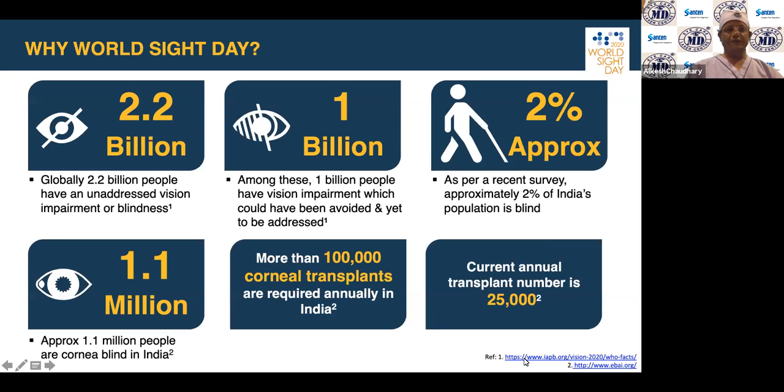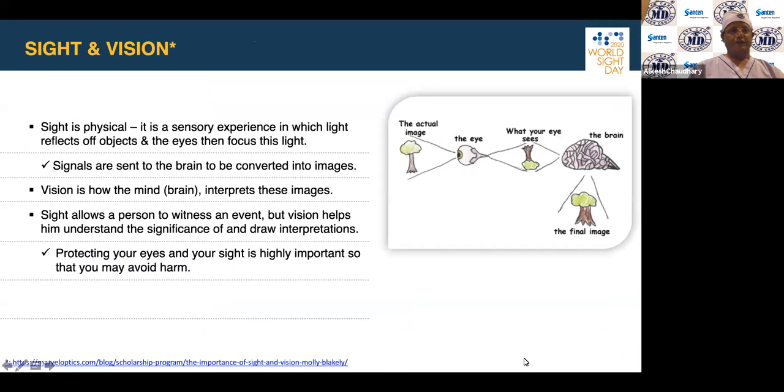So why World Sight Day? Importantly, 2.2 billion people globally have an unaddressed vision impairment or blindness. They need to be addressed to take care of their blindness. Sight and vision: sight is physical, a sensory organ, so it helps with whatever we see.